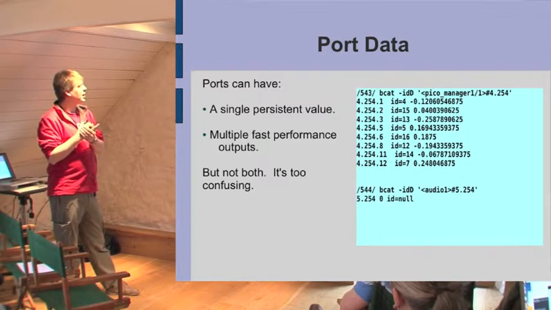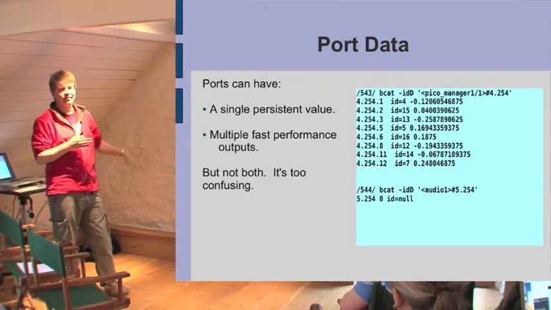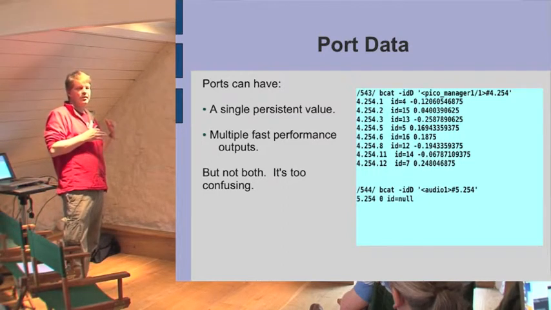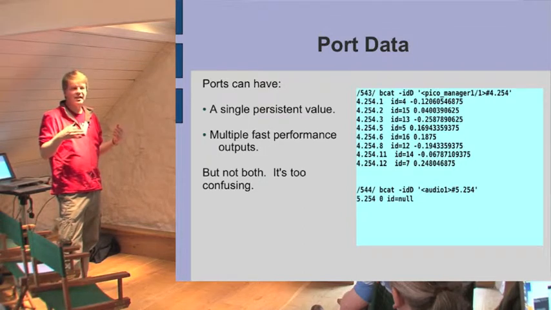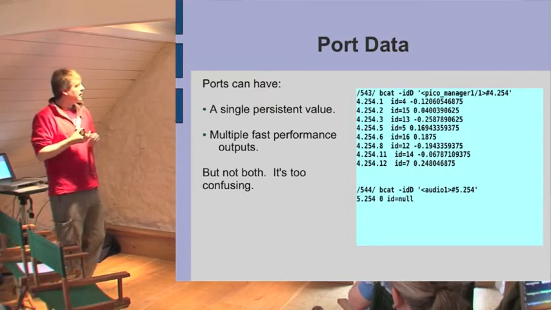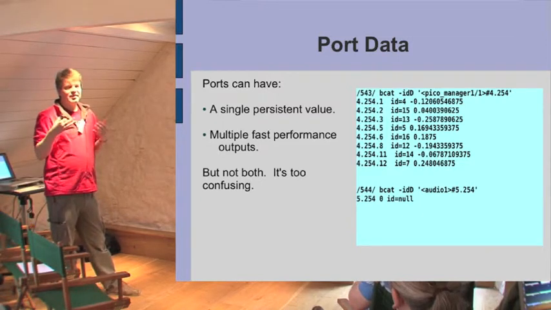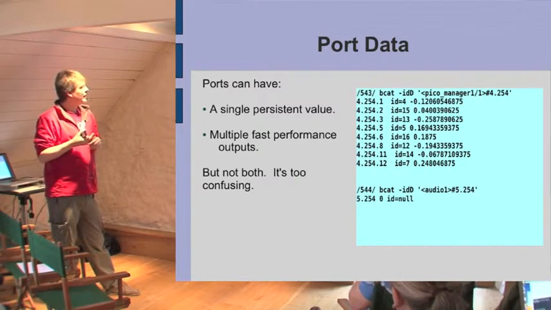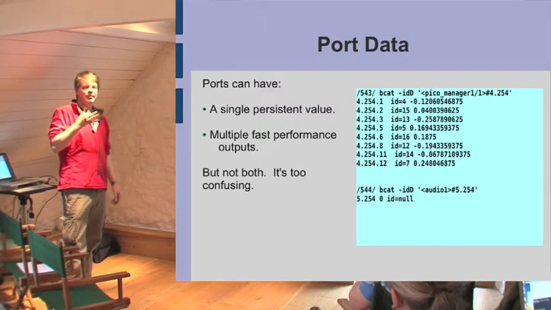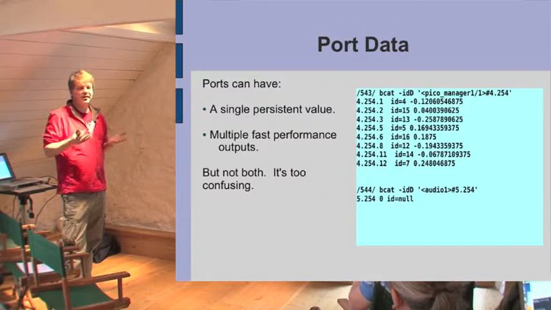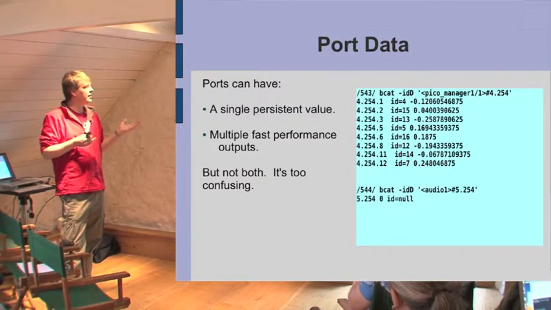So in general, a lot of ports are just slow. They don't have fast values. They're just parameters, things like the name of something or what sample I've got. They're just persistent state. The interesting thing is when you get into ports that deal with fast data flows.